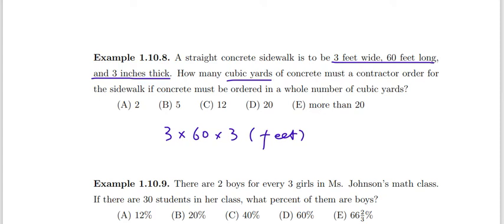So let's find how many cubic yards. 1 yard equals 3 feet, right? So this equals 1 yard. So the cubic yards of concrete, its volume is 9, right? So we want to find this equals 9 multiplied by some x, where x is the number of cubic yards.